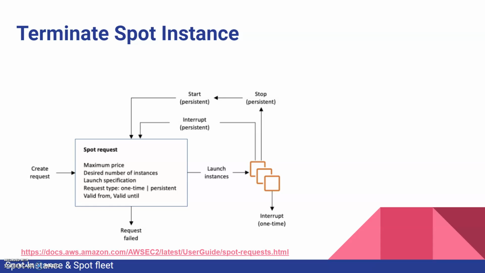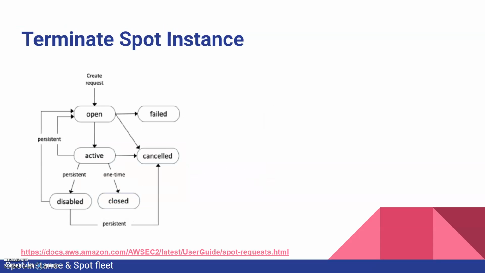Let's go for one more diagram over here. While creating the request, it could be in the open, active, disabled or closed state. Let's remove the failed, cancelled and closed. You process the one-time request and it gets closed, you process your request and it gets cancelled, or it fails. But in case of the open, active and disabled states in the persistent request, you have to cancel your request itself, along with cancelling your instance.